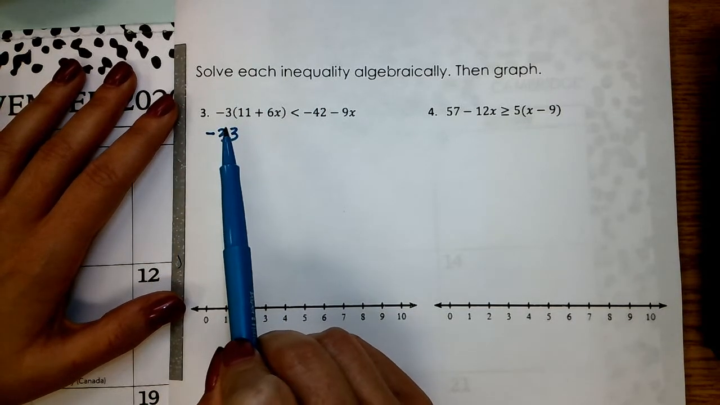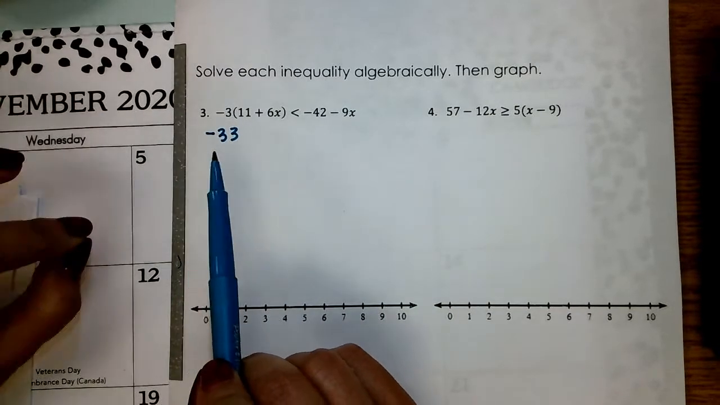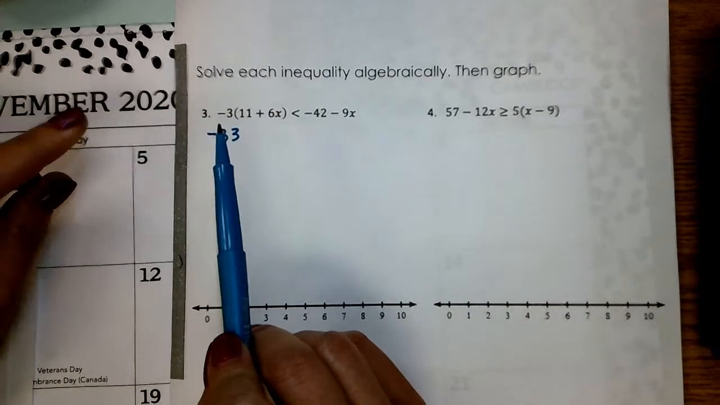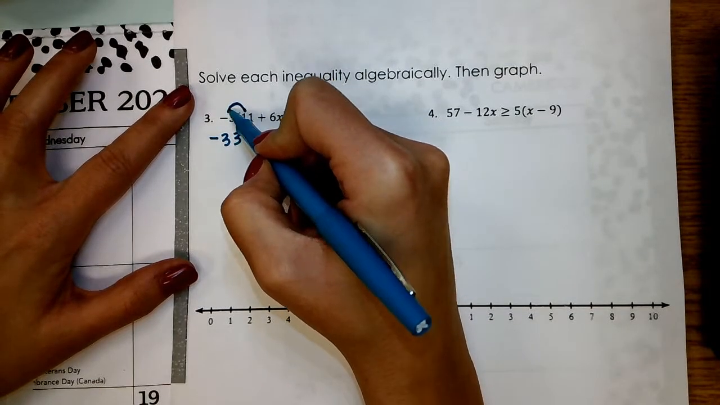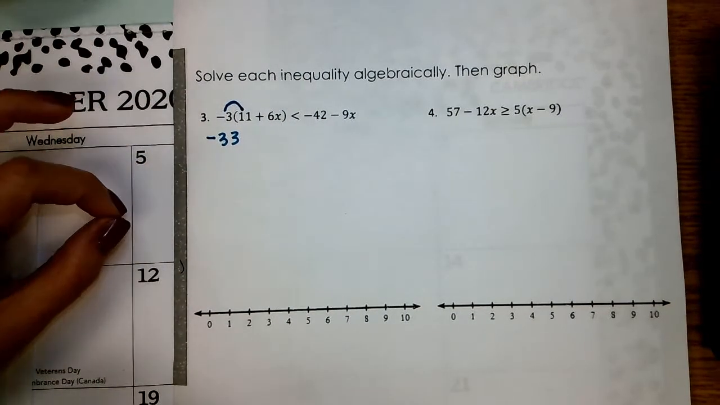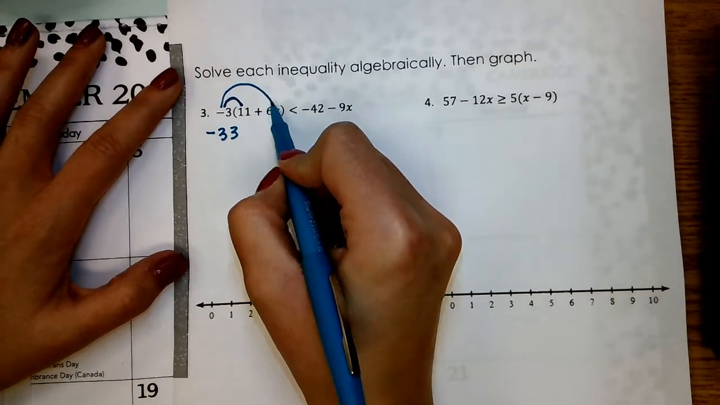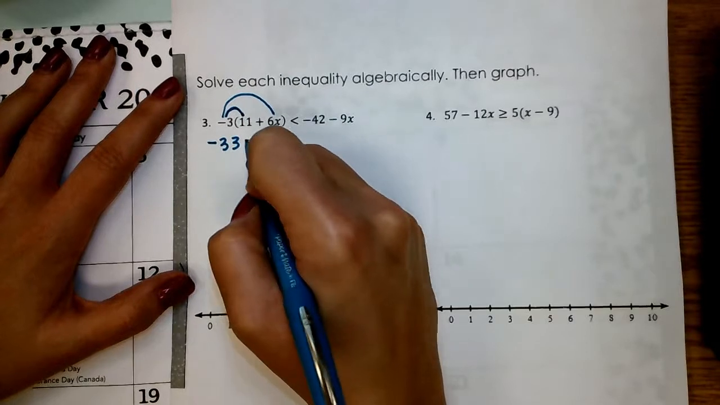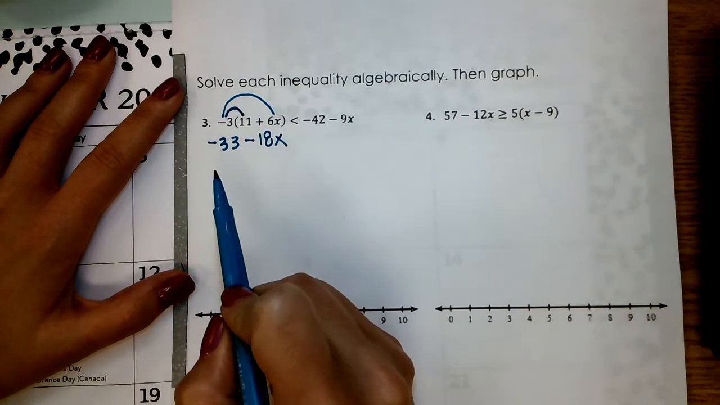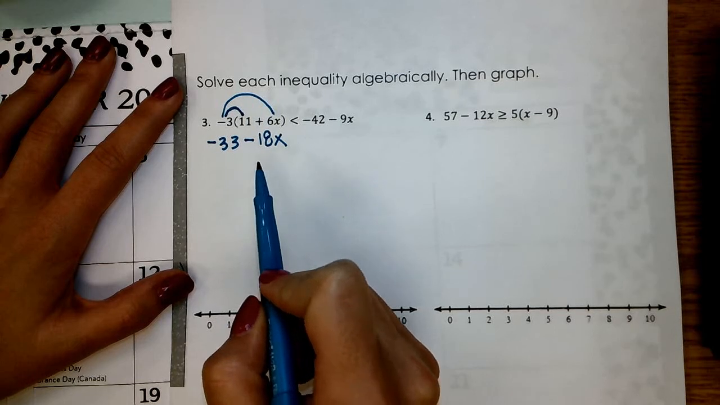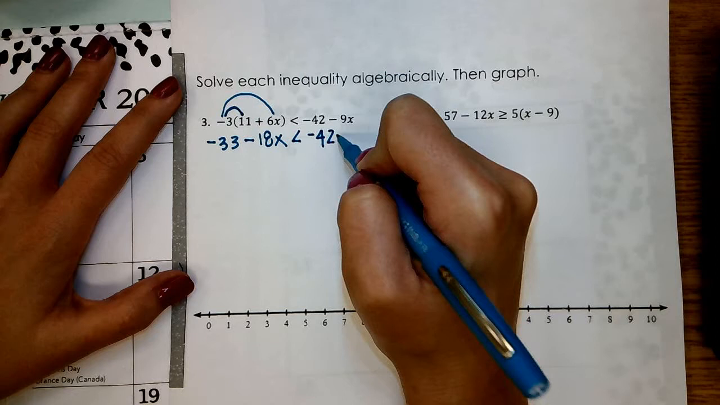We need to take this negative 3 and distribute it or multiply it by each term inside of the parentheses. So negative 3 times 11, remember you can draw kind of like a curve like this to represent that you're distributing it, is negative 33. Negative 3 times 6x will give us a negative 18x. So now we have negative 33 minus 18x is less than negative 42 minus 9x.